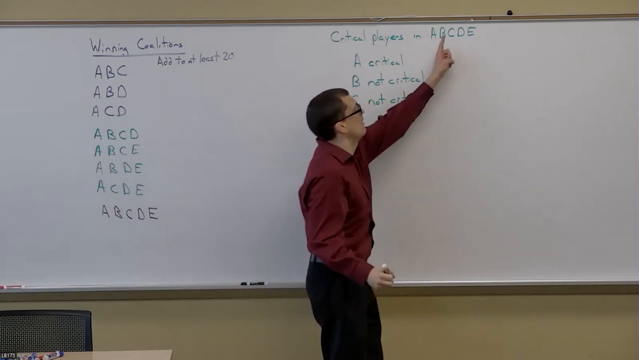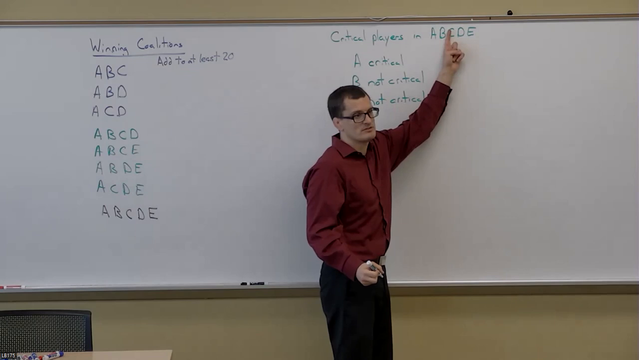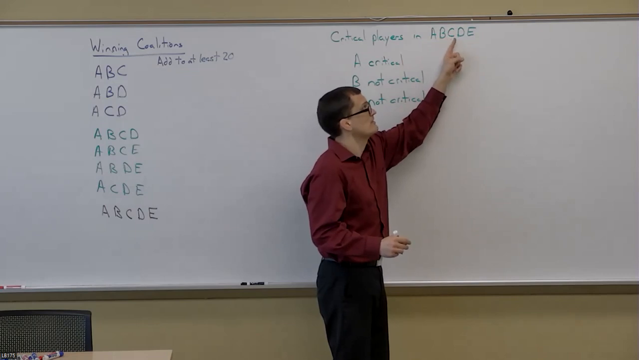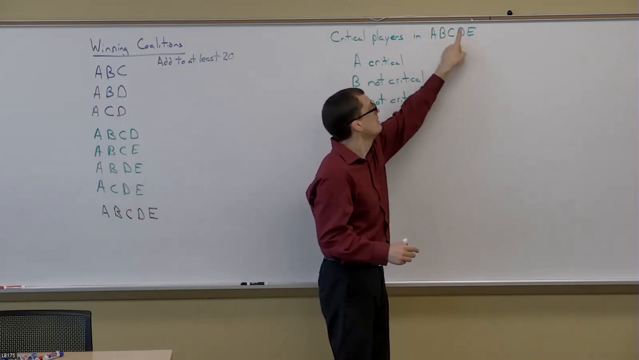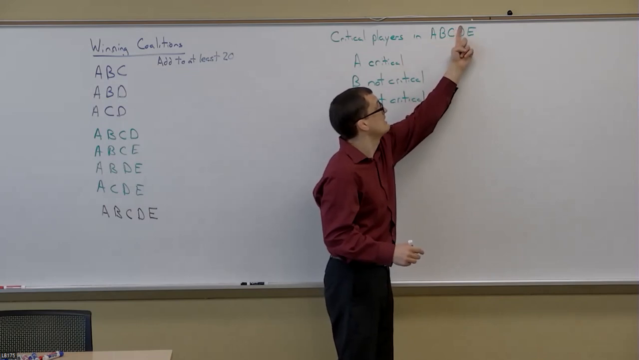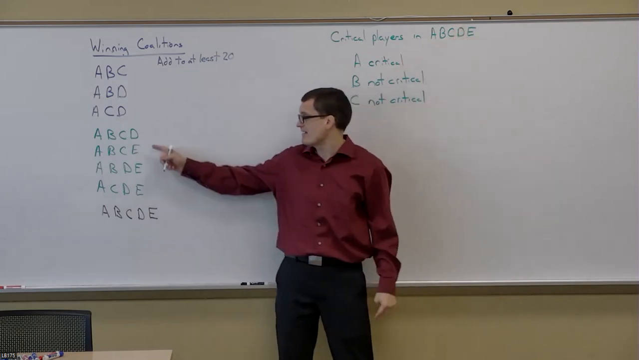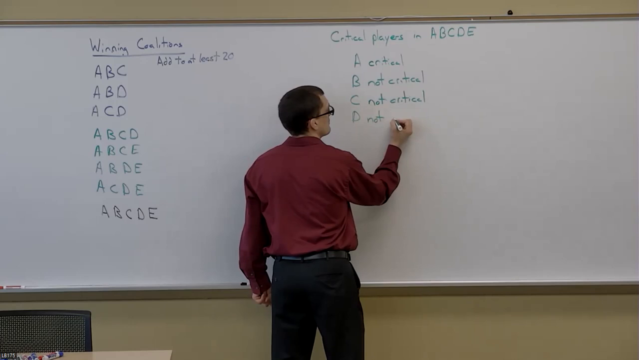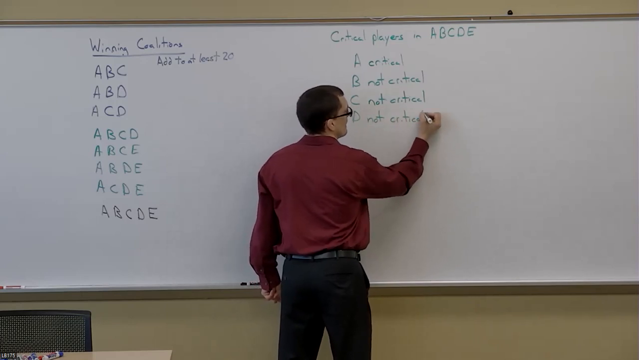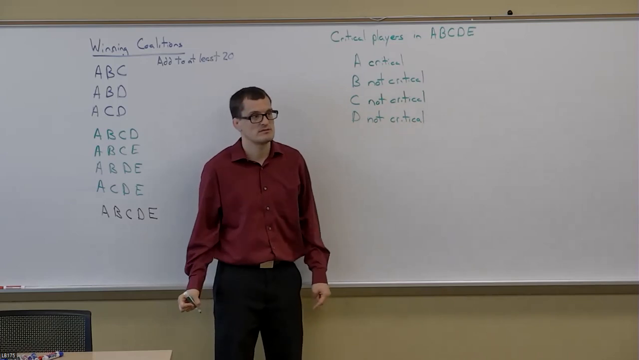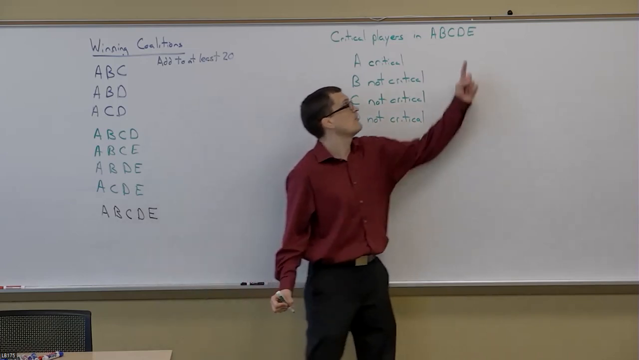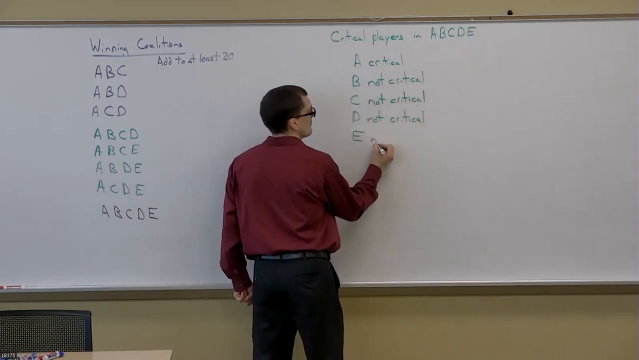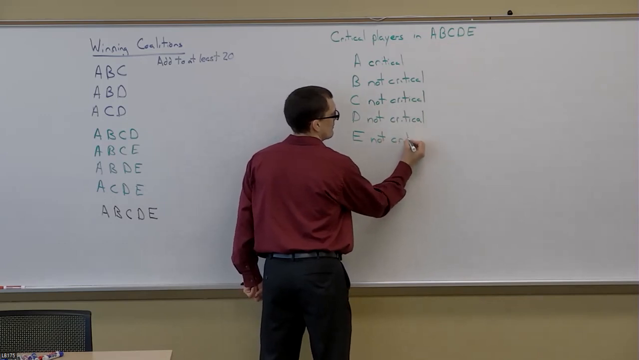And again, we're just dropping out one at a time. You don't drop out multiples. B and C together would be critical, but we're talking about individual letters. Our individual letter is critical. Drop out D. So I drop out D, I get A, B, C, E. That's in there already. So D could have dropped out and we'd still have a winning coalition. D is not critical. And then E drops out, A, B, C, D still works, so E is also not critical.